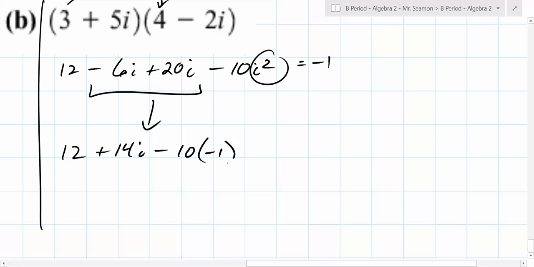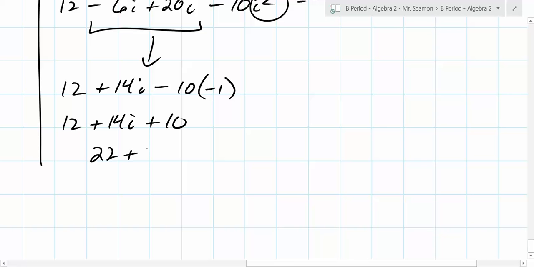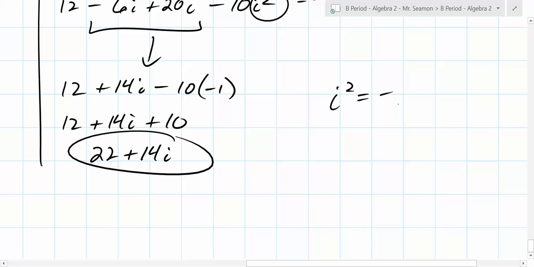But what is i squared? So it's 10 times negative 1. So you have 12 plus 14i plus, what, 12 and 10 is 22. Plus 14i. Done. Don't factor. Leave it like that. You're done. Nothing new. This is basic algebra with one added bonus. What's i squared equal to? It's a nice bonus where it collapses a lot of the time.